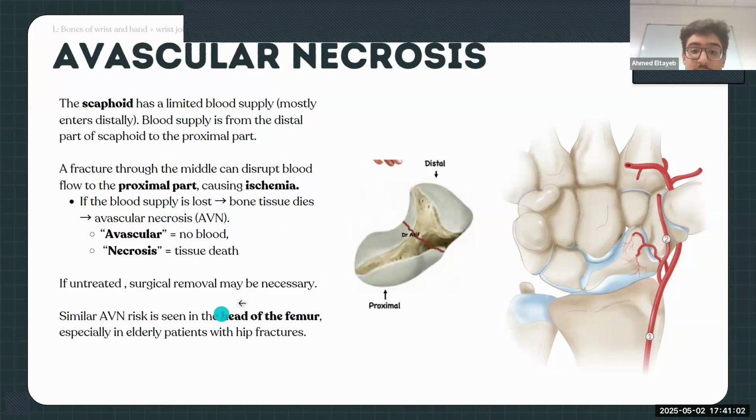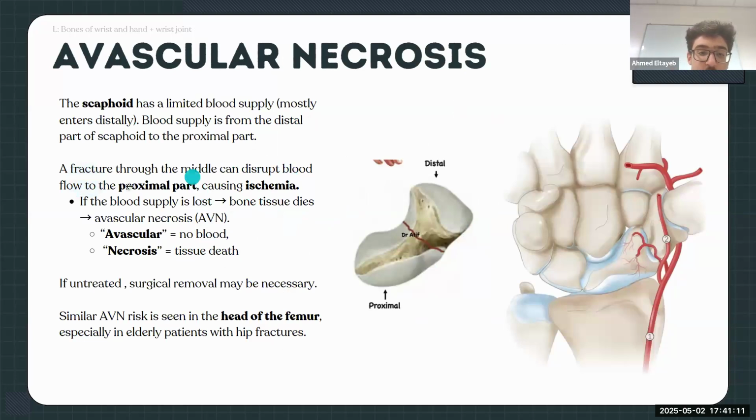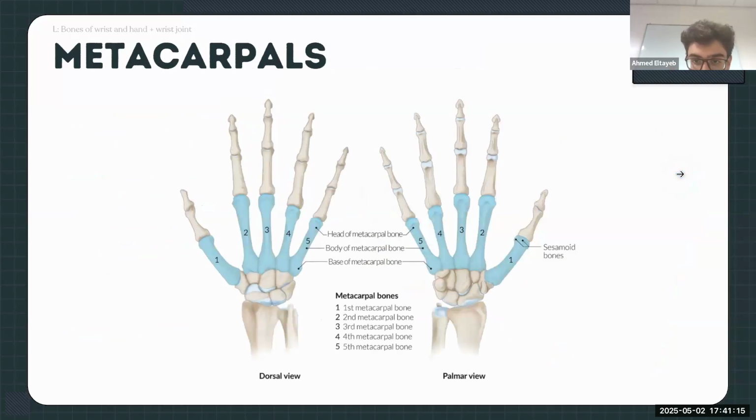Similarly, this could be seen in the head of the femur. I think you guys will study this in the lower limb. So again, you're going to have ischemia due to the loss of blood supply, and it's going to cause tissue death or necrosis. Metacarpals, nothing to talk about. They just connect the carpals with the digits.